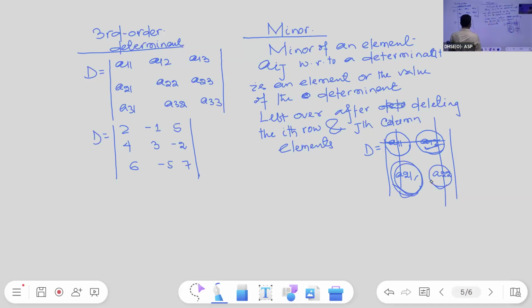Okay. So in a second order determinant, minor of an element is the diagonally opposite element. Quickly note it down. In a second order determinant, minor of an element is the diagonally opposite element. Write down the note point.